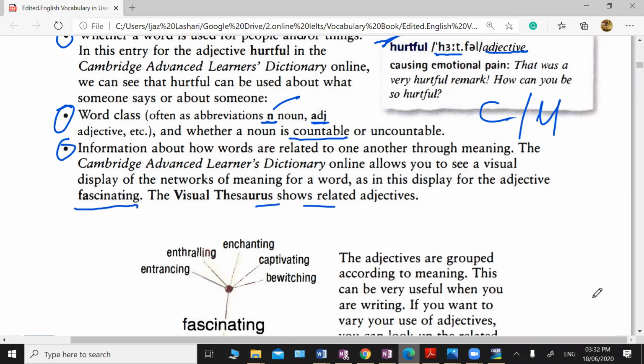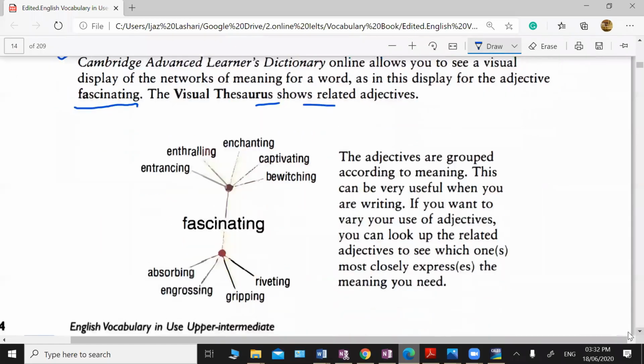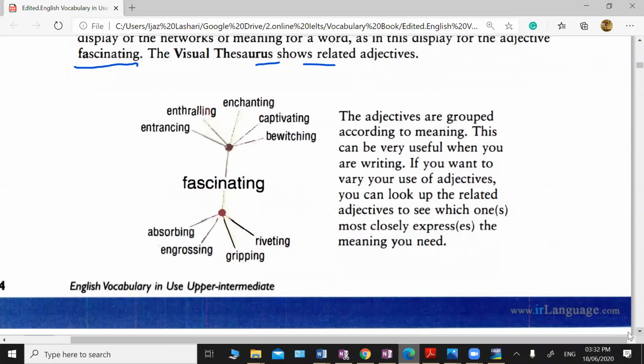Like, for example, it is a word. The word is fascinating. Here is the word, fascinating. Now you can see here the adjectives are grouped according to meanings. This can be very useful when you are writing. If you want to vary your use of adjectives, you can look up the related adjectives to see which one most closely expresses the meaning you need, because different adjectives are used in different contexts.